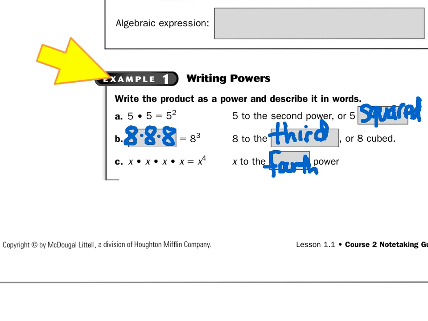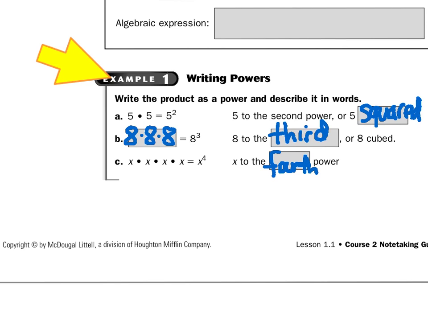Writing powers. Write the product as a power and describe it in words. Look at example A. 5 times 5 equals 5 to the second power. We can say that as 5 to the second power, or another way we say that in algebra is 5 squared.